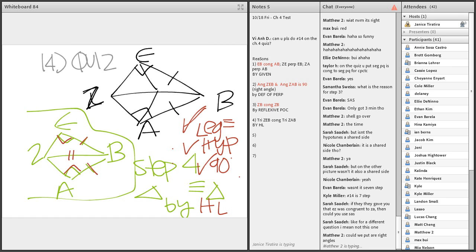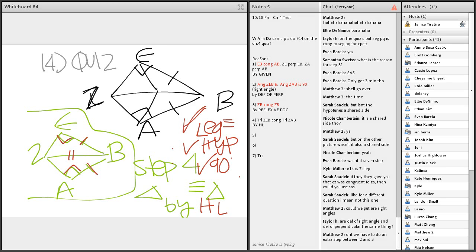Okay, so now I have to look at step 7, and that's for sure given. It says triangle EBR congruent to triangle ABR. And so I need to redraw my picture for that. So let me erase a couple things.